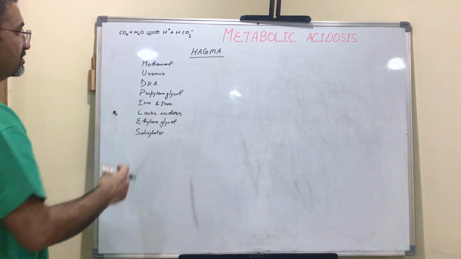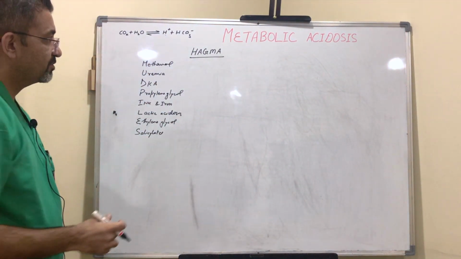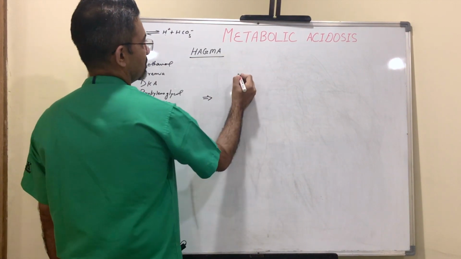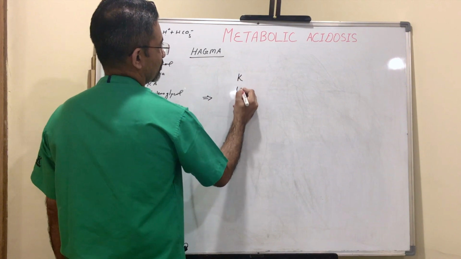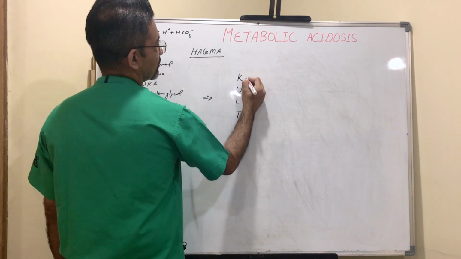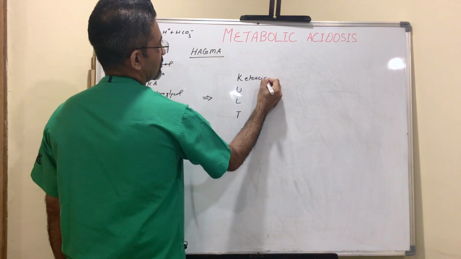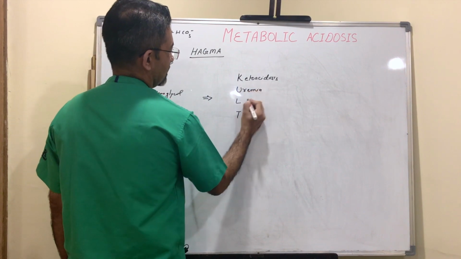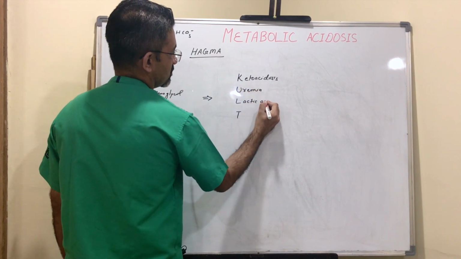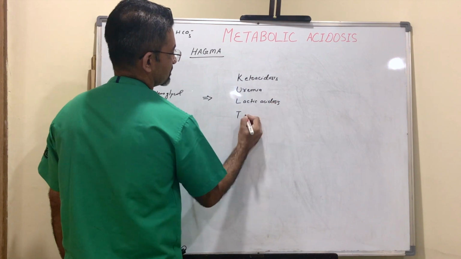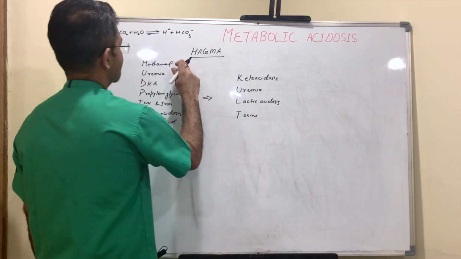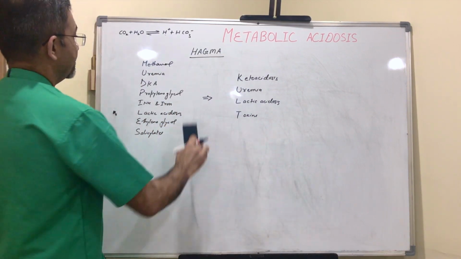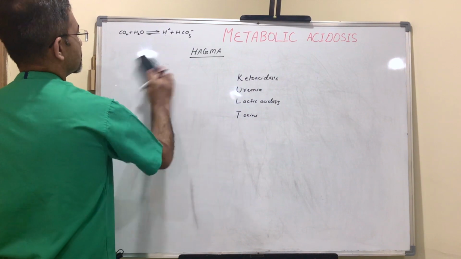Now this classification is fine for remembering the causes, but for evaluation of HAGMA we have a better functional classification by the name of KULT, K-U-L-T. K is for ketoacidosis, U is for uremia, L is for lactic acidosis, T is for toxins. In toxins I will have all toxins: methanol, propylene glycol, ethylene glycol and salicylates, right? So we start with ketoacidosis.